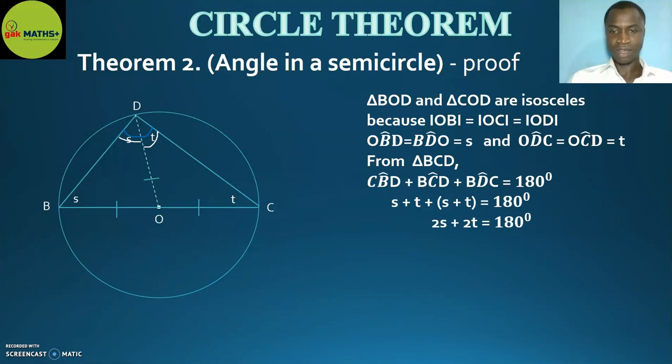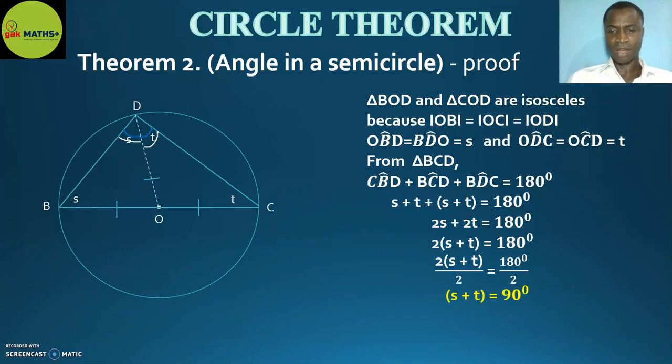So we have S plus T plus, we open the parenthesis, S plus T, that gives us 180 degrees. This is equal to 2S plus 2T is equal to 180 degrees. Now we can factorize out 2. That gives us 2, then we open the parenthesis on S plus T. This gives us 180 degrees. Dividing both sides by the coefficient of the S plus T, we have our S plus T is equal to 90 degrees.